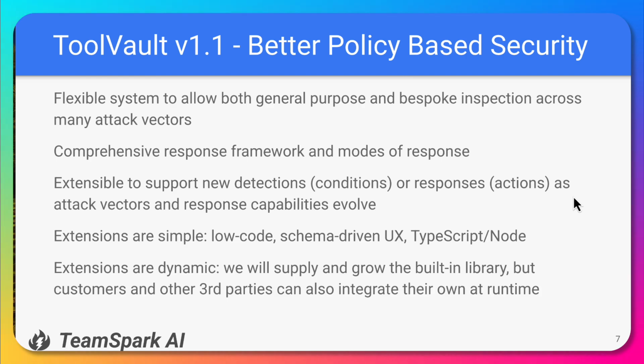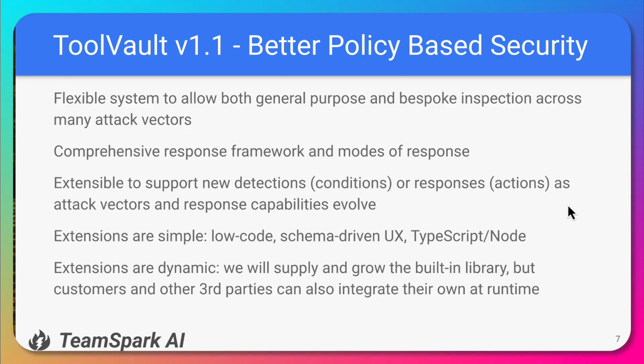but also any kind of bespoke inspection across any attack vector, any new kind of attack or any novel attack or anything that we haven't seen yet or that we don't handle. We need a way to build detections for that. And then on the other side of that, we need a comprehensive response framework and modes of response so that when things are detected, we have some ability to do something about it. Part of that is what do we do in the message flow in the moment to make sure that nothing bad happens. And then part of that is how do we interact with systems of record and reporting and security tooling to root the problem out and fix it longer term and understand larger trends. So extensibility is one of the big things, and we need to be able to support new detections and responses as attack vectors and response capabilities evolve.